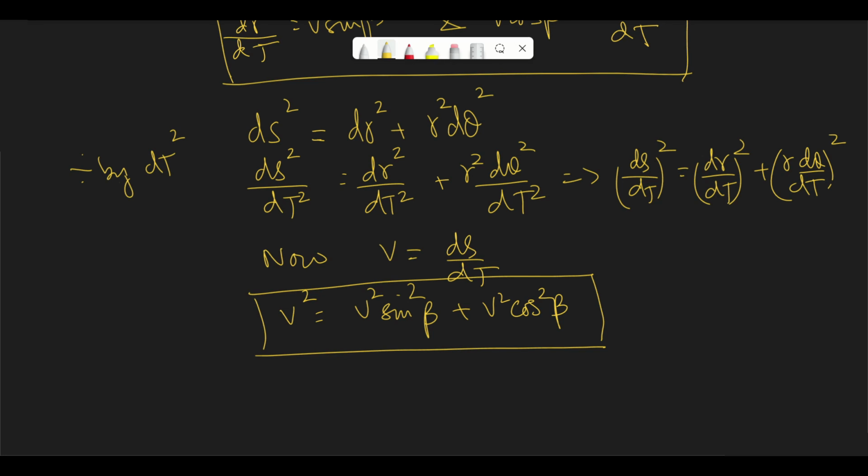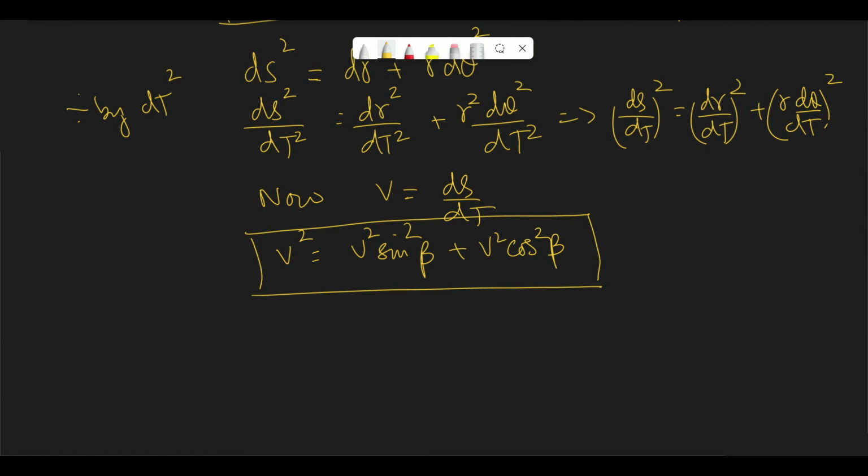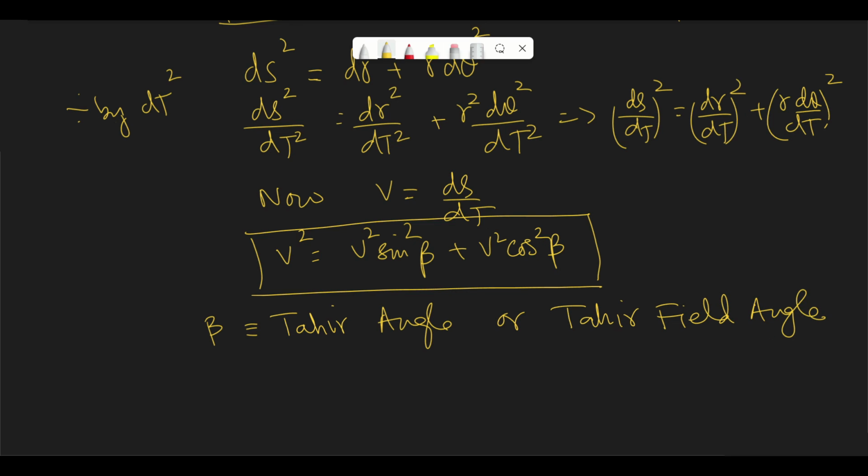So by this equation we see that we have finally been able to connect β with the differential line element of polar coordinates, meaning that the existence and finally the importance of Tahir angle β has been established in Islamic physics. So let us call this β as Tahir angle or Tahir field angle.